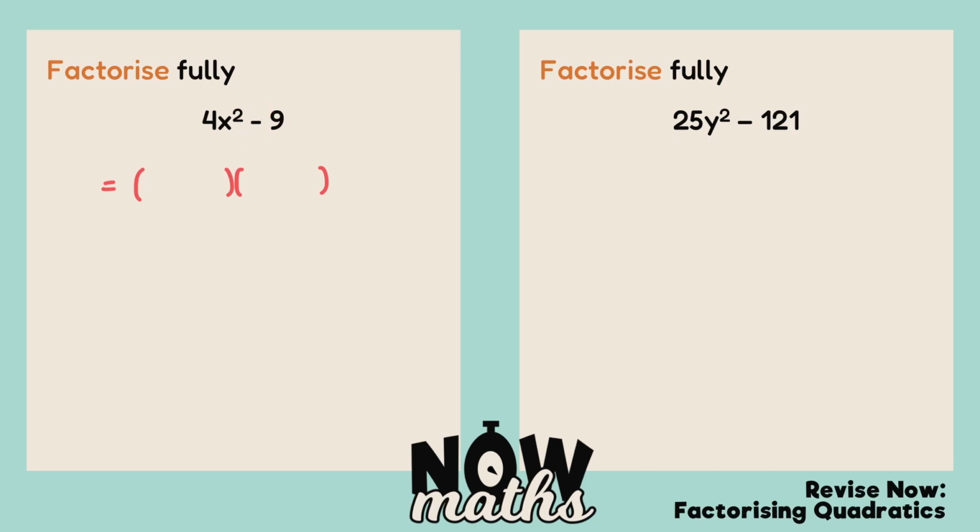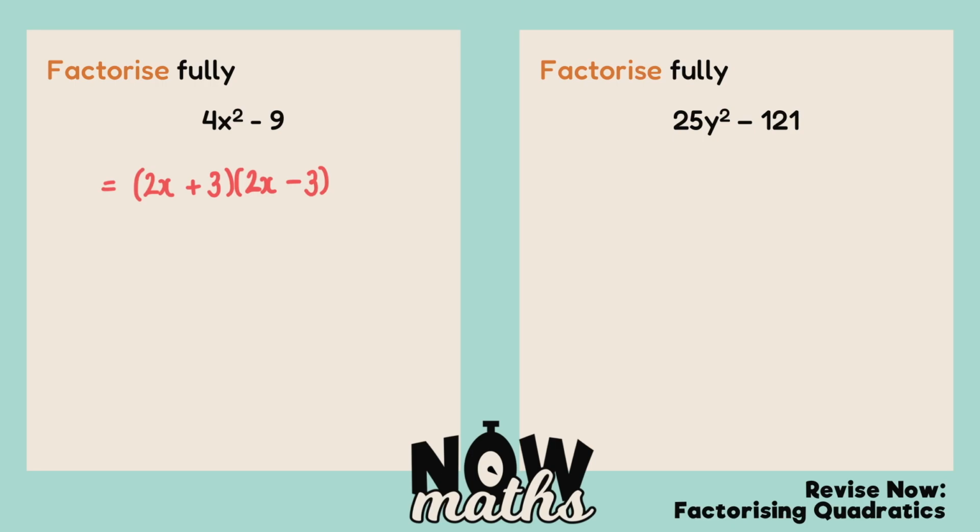We're now going to use square roots to help us. So the square root of 4x squared is 2x, since 2x multiplied by 2x is 4x squared. Then the square root of 9 is 3. And given that we need the two 3s to multiply to give negative 9, we need one of them to be positive and the other to be negative. And this is our fully factorised difference of two squares. And similar to the previous question, we could have these brackets written in the opposite order.